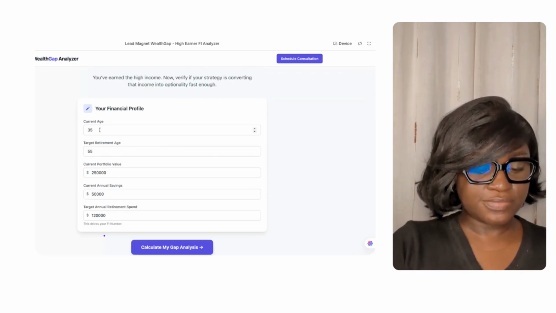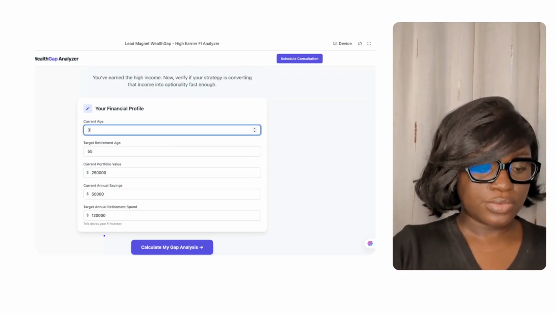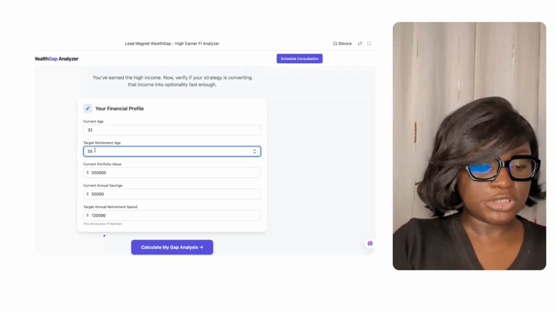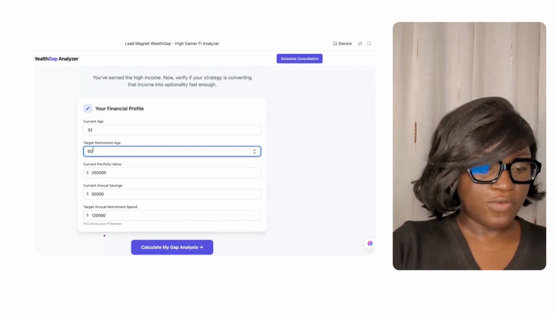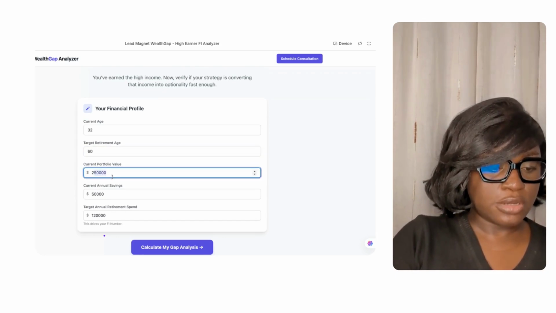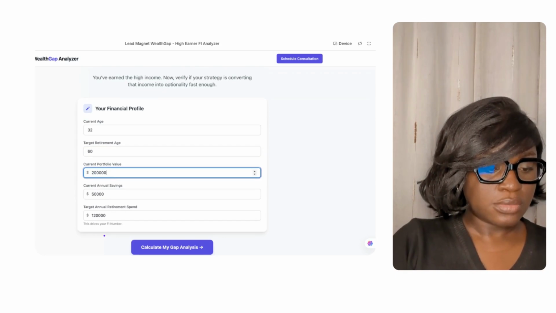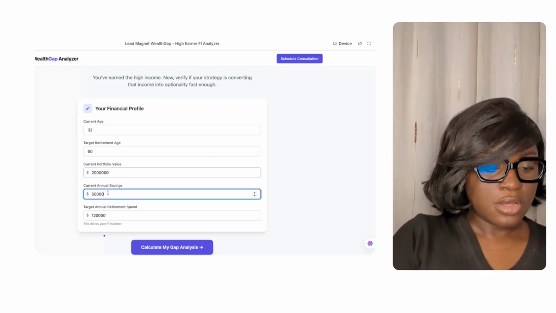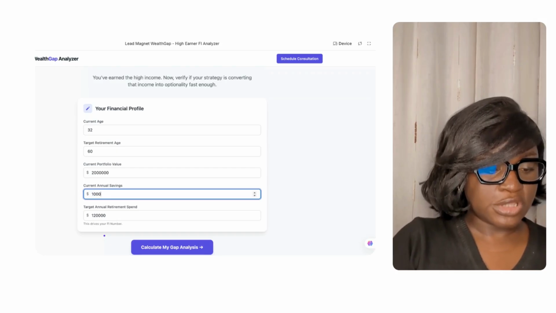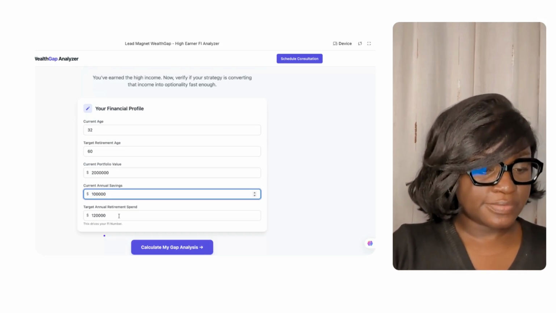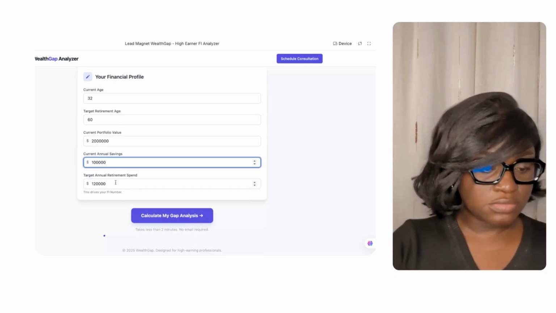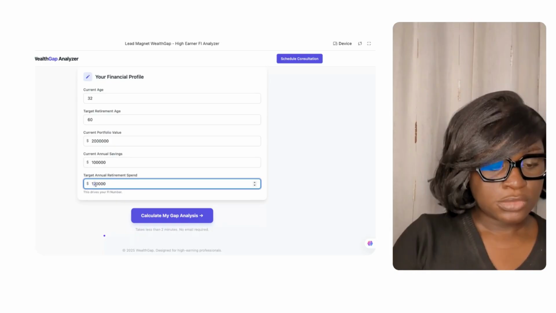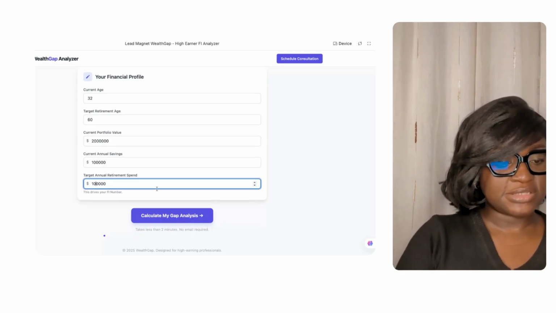So current age 32, retirement age 60, current portfolio value, let's say 2 million. Okay, that's 2 million. Current annual savings, let's say about 100,000. Target annual retirement spend, let's say 100,000. So, calculate my gap analysis.